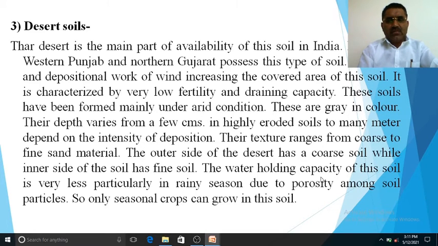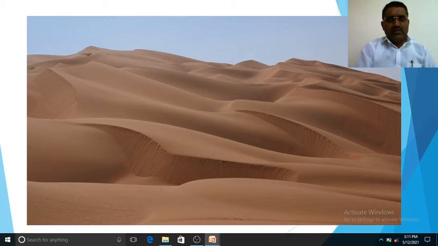The water holding capacity of this soil is very less, particularly in rainy season, due to porosity among soil particles. So only seasonal crops can grow in this soil. Water holding capacity is less because soil particles are coarse, although they are smooth and finer, but their capacity to hold the water is less, and that's why only seasonal crops can be grown in this soil. So this is the pictorial presentation of the desert soil, and most of the deserts have this type of soil.